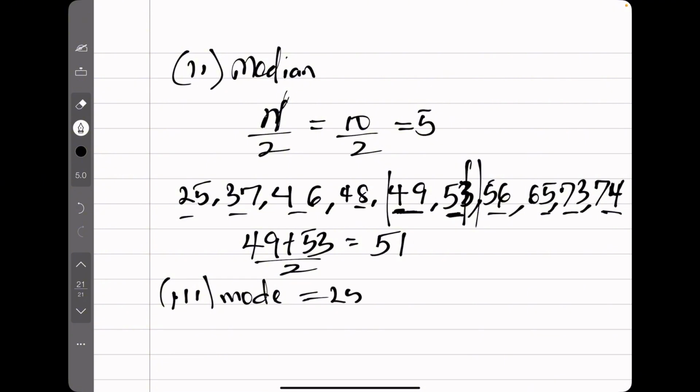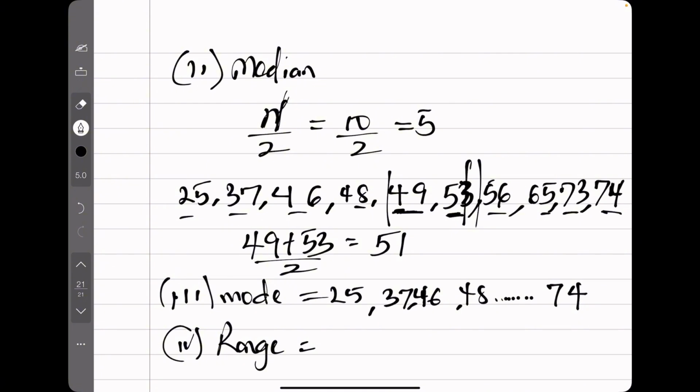That's 25, 37, 46, 48, up to 74. That's the mode. All of them occur at one frequency. And last but not least on this example, the range, which is the largest minus the smallest value, which is 74 minus 25, which is equal to 49. That's the range of this value.